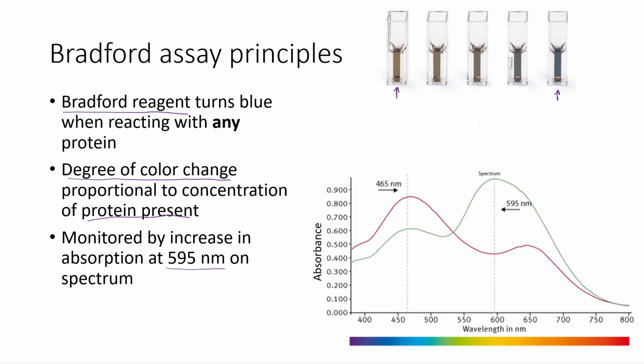So the spectrum will look a little bit like this. The red line here is the brown version of the Bradford reagent when it's not bound to protein. It absorbs really strongly at 465 nanometers, and it actually has a minimum here at 595 nanometers. On the other hand, the blue color of the Bradford reagent after it reacts with protein has a maximum here at 595. So when we look at the color change, especially the increase in absorption at the 595 mark, that's how we know that we have a higher concentration of protein in the sample.